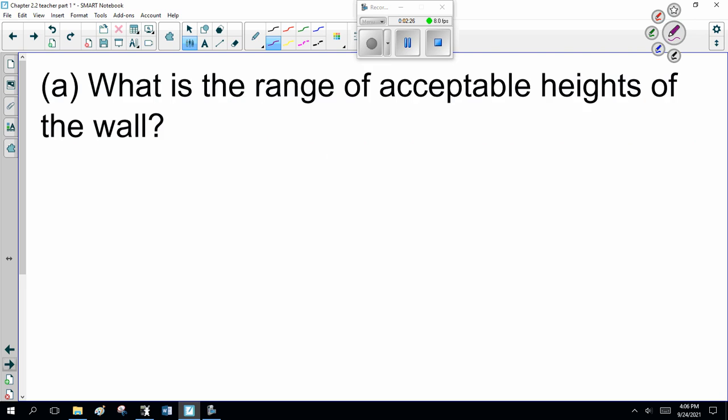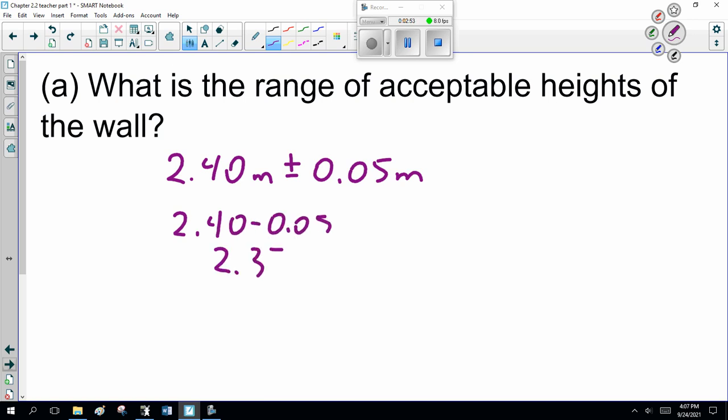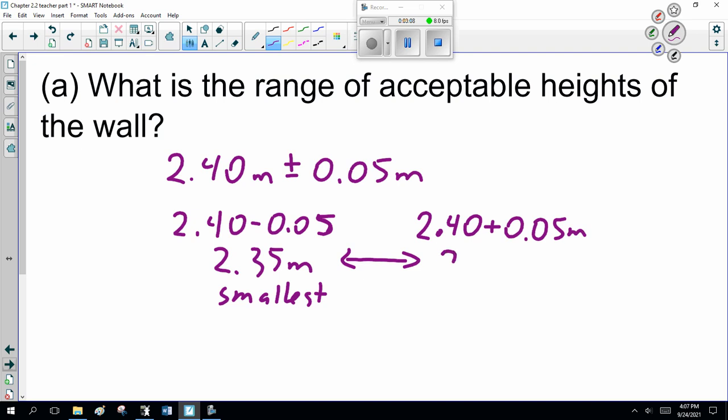So, questions. What's the range of acceptable heights for the wall? Well, I just answered that. It's 2.40 meters plus or minus 0.05 meters. That's one way to write it out, but I want to point out that it's something between 2.40 minus 0.05, that's 2.35 meters, the smallest, to the biggest, 2.40 plus 0.05 meters, which is 2.45 meters, the largest. So as long as the fence is between 2.35 meters and 2.45 meters, they're happy.